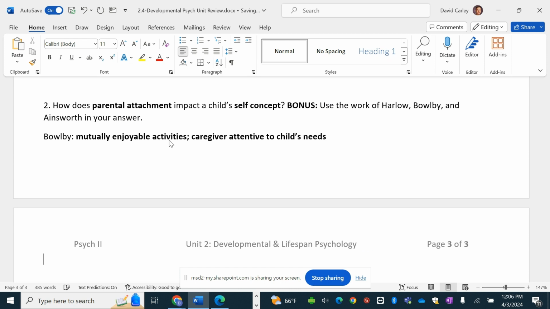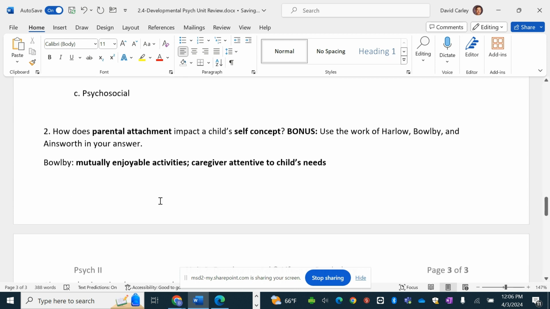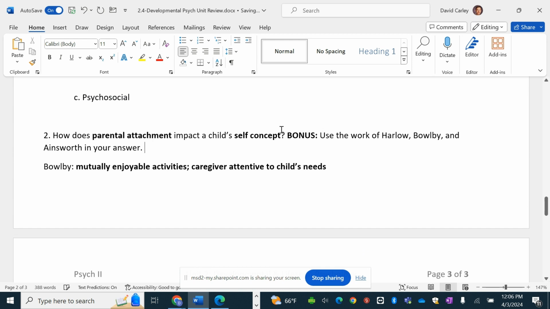And then Ainsworth was the strange situation. It was basically what a secure attachment looks like when children are presented with a situation they're not quite comfortable with, versus avoidant attachment versus disorganized attachment. So those are three things that we looked at, and those three would be good. That relates to parental attachment impacting a child's self-confidence, their ability to explore their surroundings, and their willingness to engage with different groups of people. Overall, having a higher, more developed self-concept is related to parental attachment, at least early on in life.